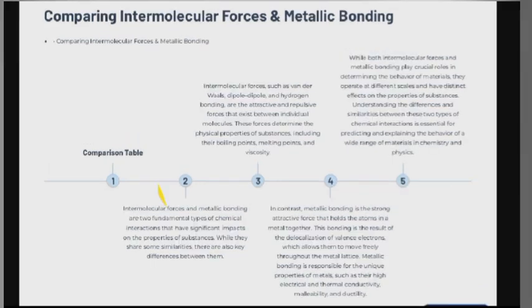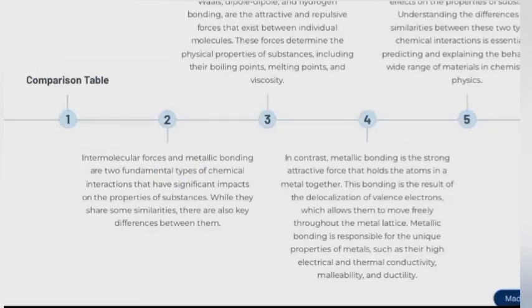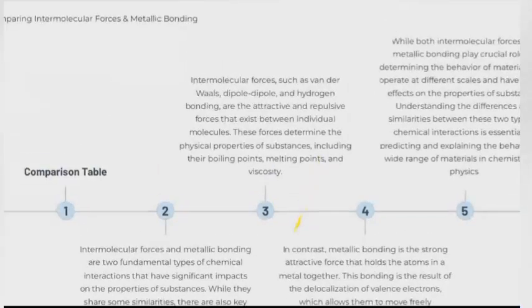So now let's see. First, we are looking at this here, number 2. Intermolecular force of attraction and metallic bonding are two fundamental types of chemical interaction that have significant impact on the properties of substances. While they share some similarities, there are also key differences between both of them. The difference is that intermolecular forces of attraction, such as van der Waals, dipole, and hydrogen bonding, are attractive and repulsive forces that exist between individual molecules, and these forces determine the physical properties of substances, including their boiling point, melting point, and viscosity.